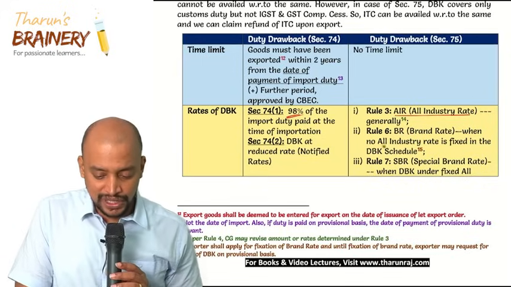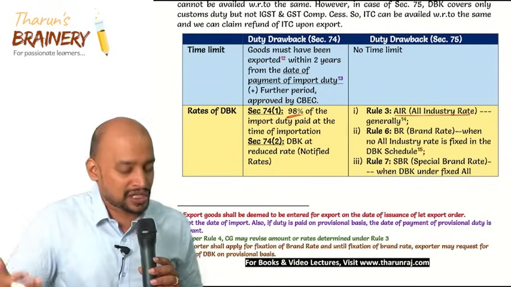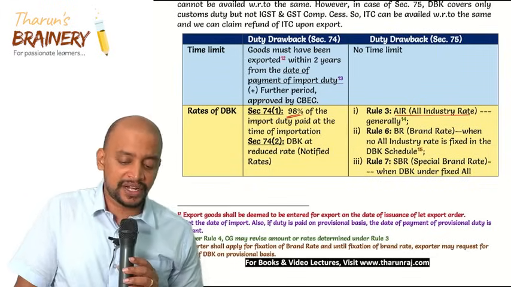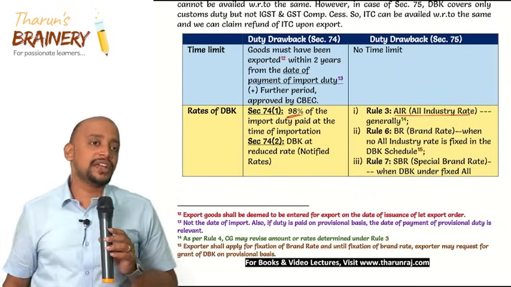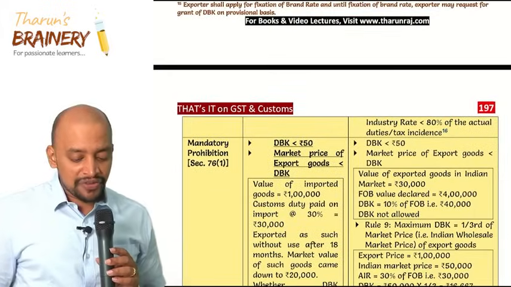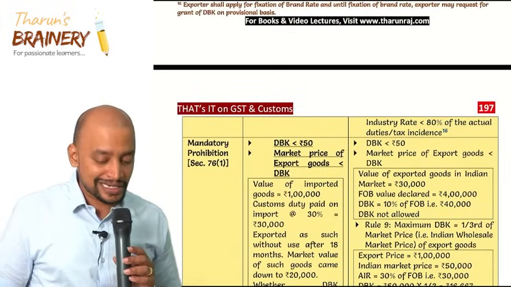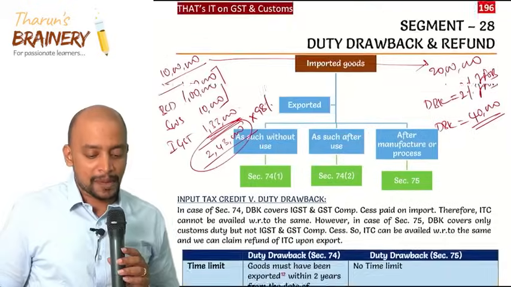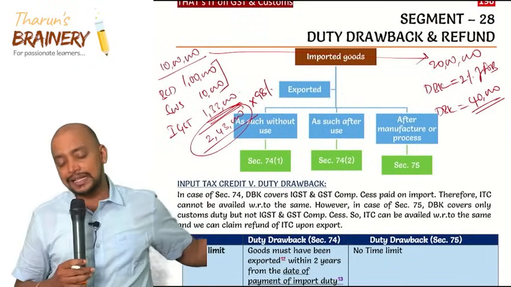When no all industry rate is fixed in the duty drawback schedule, then we will make application for brand rate. Then rule 7, special brand rate. That is, whenever we got duty drawback as per all industry rate and the benefit is less than 80% of the actual duty incidence or tax incidence, we can make application for brand rate, that is special brand rate. You can see this example.